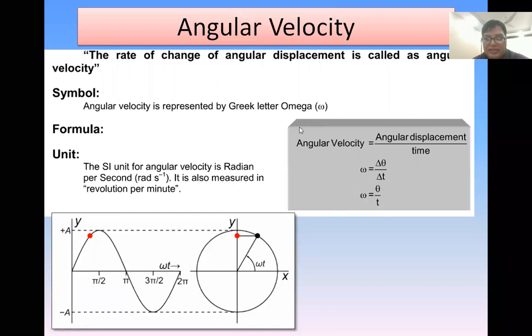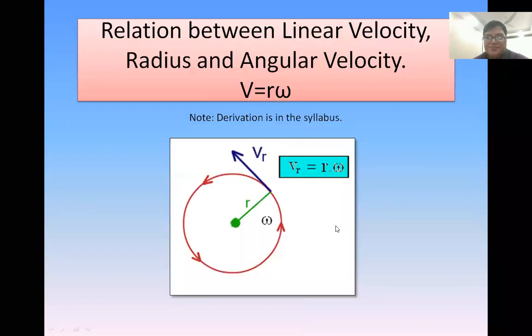Now look at the next article. It is very, very important, and the derivation is in our syllabus. v equals r omega. Look at this one. This is the relation between velocity, radius, and angular velocity. Very, very important for your numericals. And the derivation is in the syllabus. It will be worth 2 or 3 marks.